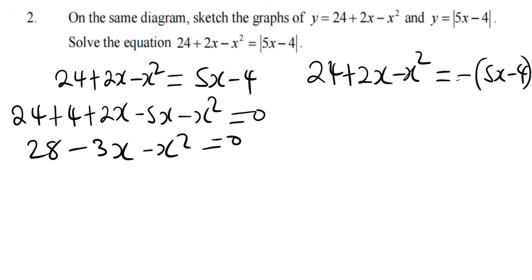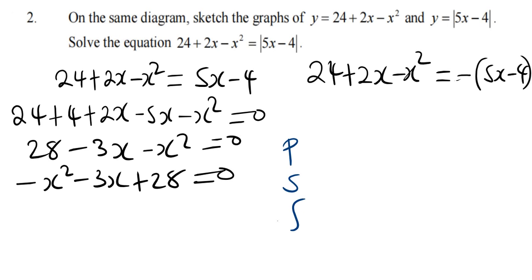Alright, this is what we have. I'm going to rearrange it: negative x squared minus 3x plus 28 is equal to 0. Then let me see if the product and sum factor method is going to work. The product, negative 1 and 28, gives us negative 28. The sum is negative 3. So two numbers which, when we add them, give negative 3, and when we multiply them, give negative 28. So we have negative 7 and 4.